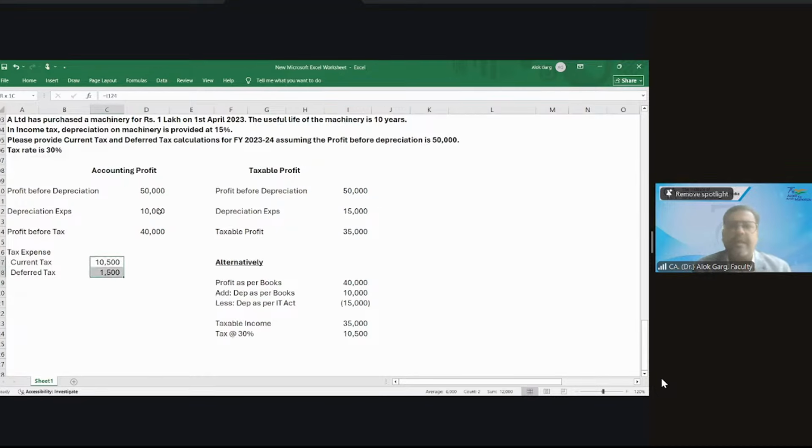Clear? And going by the accounting profit, going by the accrual principle, 30% is the tax rate. So what should be my income tax expense? What should be my tax expense in the P&L? 12,000. 40,000 multiplied by 30%, 12,000. So the total is 12,000, right? Yes, 12,000. So profit after tax.